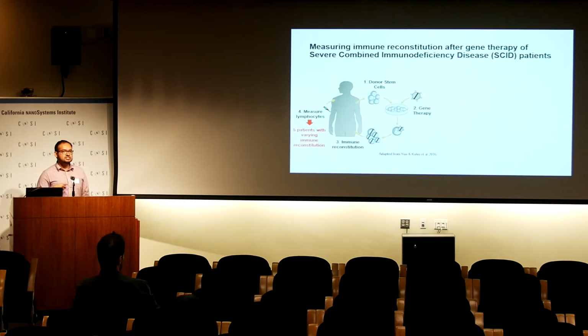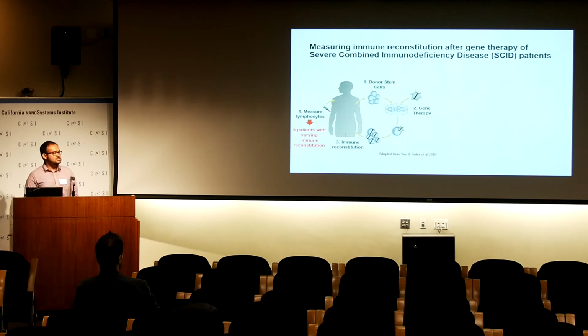Another application that we wanted to try in terms of disease is in severe combined immunodeficiency disease patients. These are patients that are born without an immune system. This is the boy in the bubble syndrome that you may have heard of earlier. Basically, these patients don't have an immune system, but there are recent studies in Donald Kohn's lab where they do gene therapy. You get the donor stem cells, do gene therapy to repair the mutation, and then reconstitute the immune system within the patient.